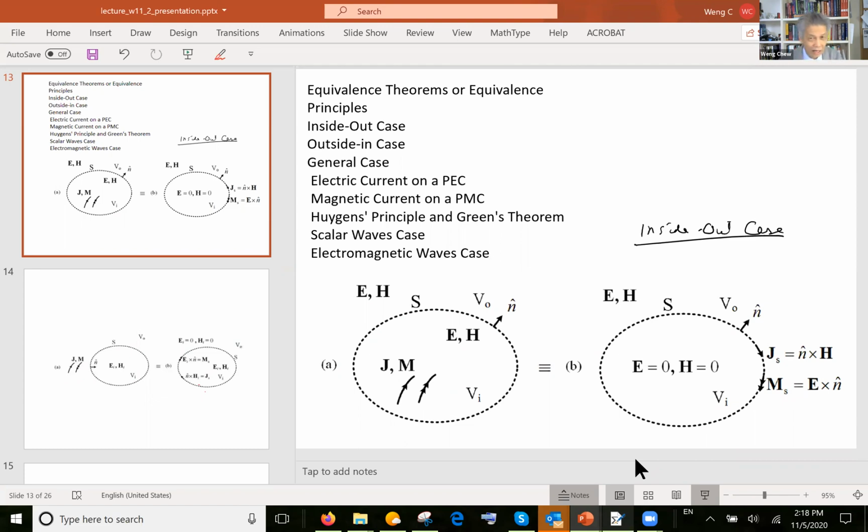Okay, so I have a problem on the left-hand side where I have some sources J and M. I'd like to replace the problem on the left-hand side with an equivalence problem, so that outside, the two problems are the same. But inside of the case on the right-hand side, the field is 0. How can I do that? How can I achieve that?